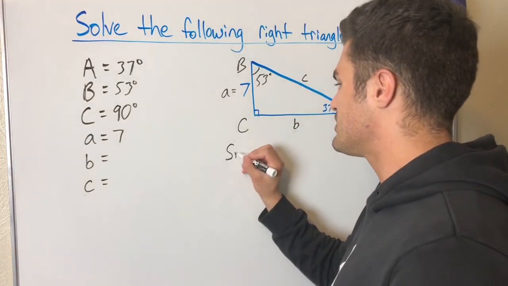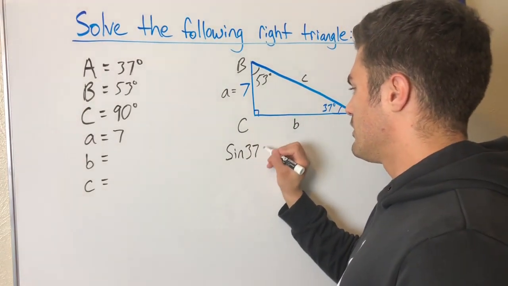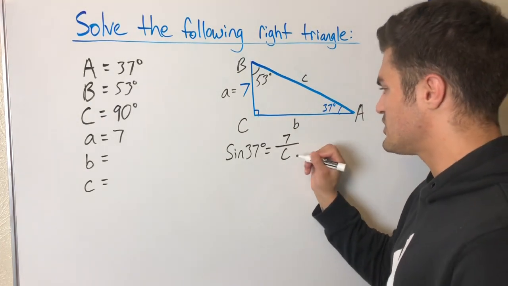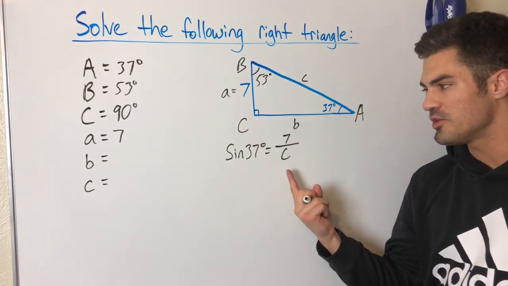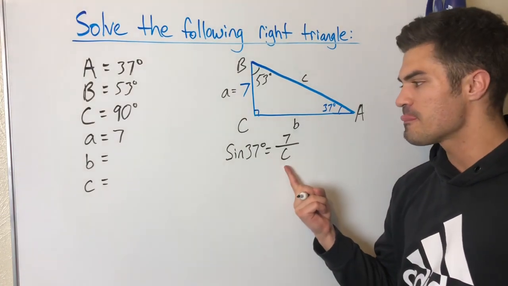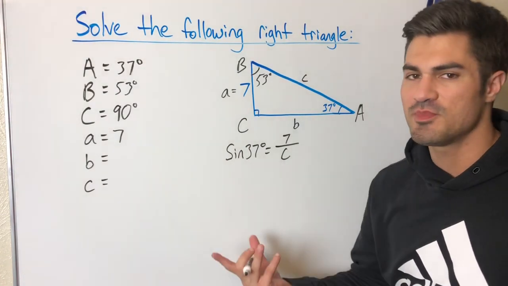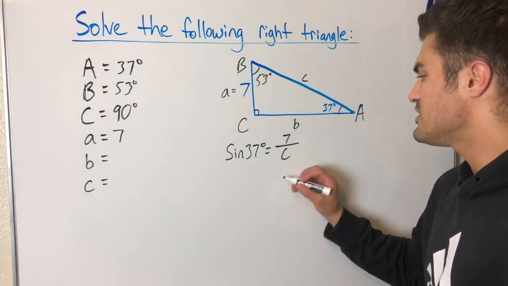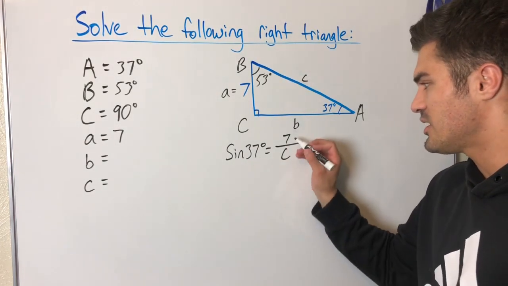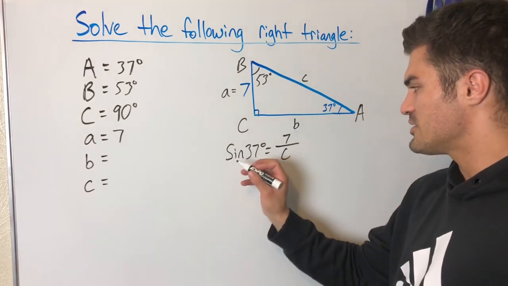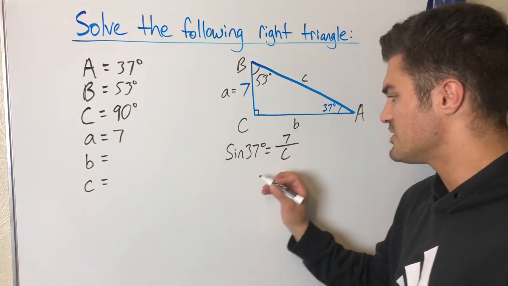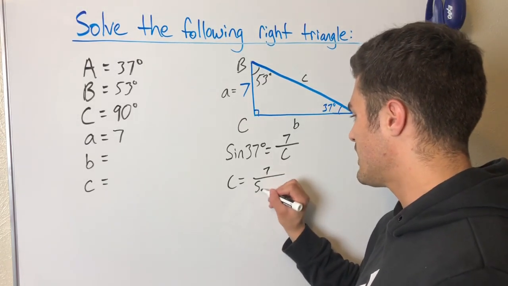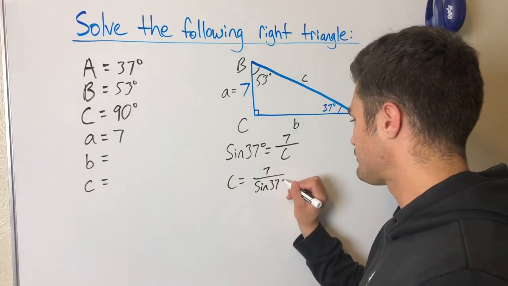So let's say I use sine. Sine of 37 degrees equals what? Opposite over hypotenuse. So I have 7 over c. I only have one unknown. I can easily solve for this c. And then once I do that, I can use Pythagorean theorem. I do need to use a calculator to solve for this c. If I do this algebra, I can multiply both sides by c and then divide by sine of 37 degrees. So I have c equals 7 over sine of 37 degrees.